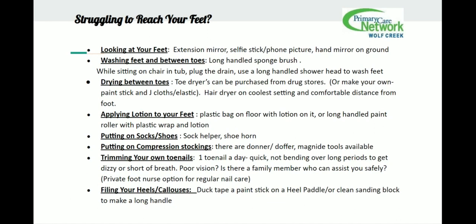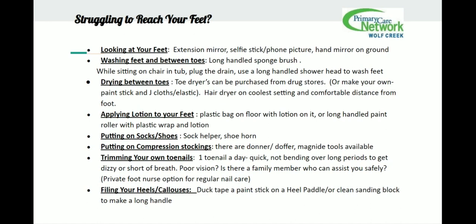Putting on your socks and shoes. Of course, there's a sock helper you can purchase from drugstores. Shoe horns are very helpful as well. Putting on compression stockings: there are donner, doffer, and magnite tools available.